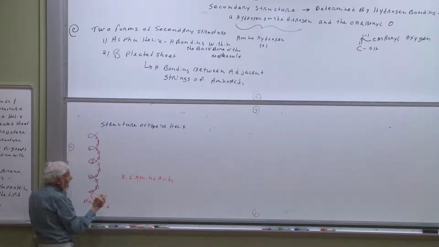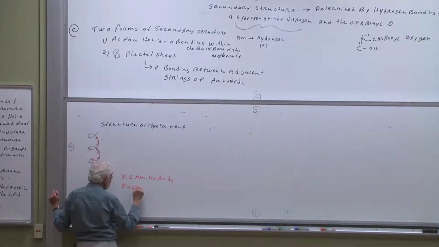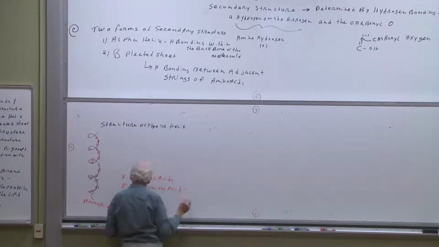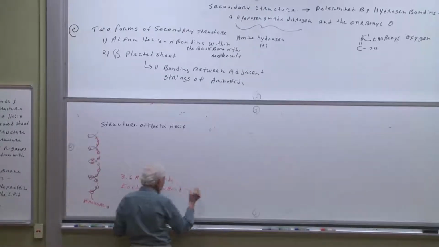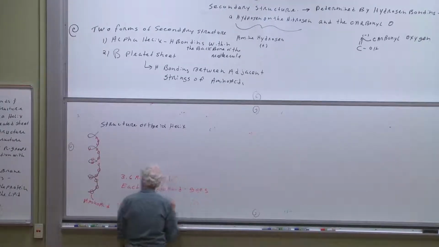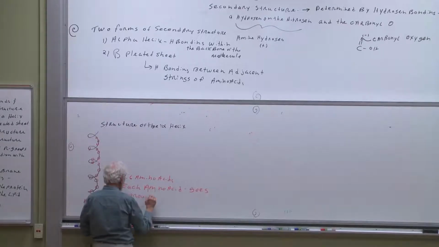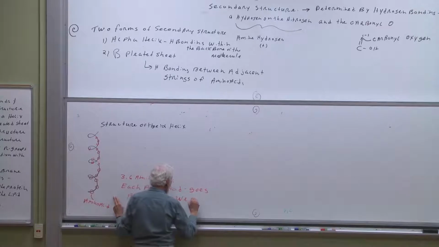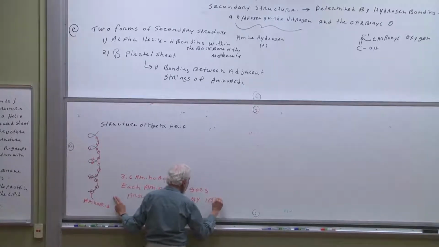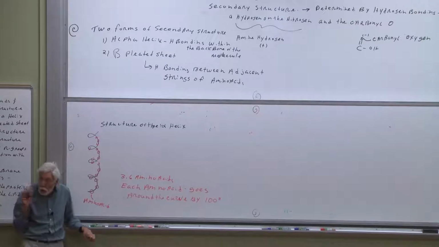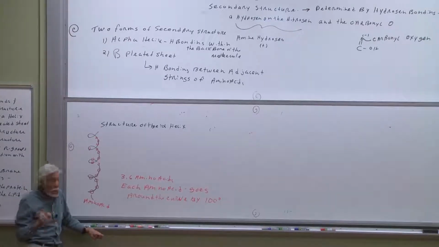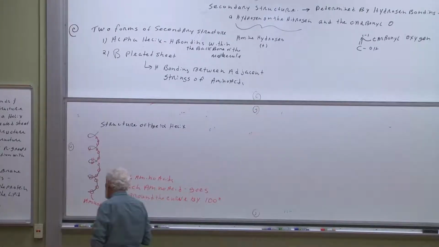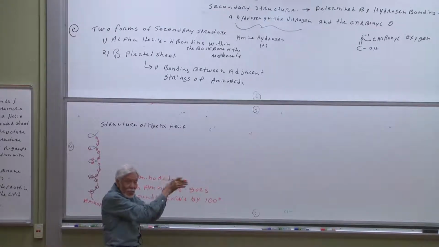What we're saying is that each amino acid goes around the curve by 100 degrees. Now remember, to make a full circle requires 360 degrees. So if I'm facing this way and I'm walking up the steps, it's 360 degrees by the time I get back facing the same direction again.